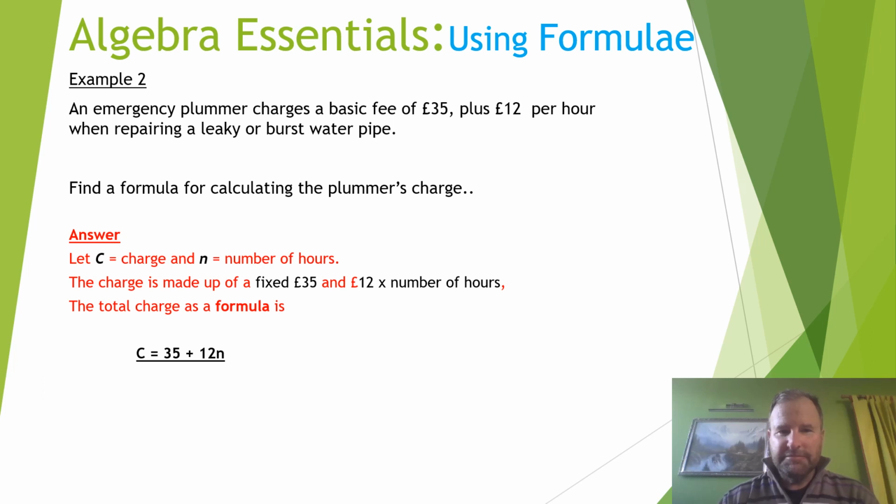Here's the answer. So with this, I'm allowing some letters to mean something. C is equal to the charge. N is equal to the number of hours that the plumber works. So the charge is made up of a fixed call-out fee of 35, and then he charges £12 per hour. So if we put that as a formula, we can see here 35 is his initial charge plus £12 times n, the number of hours. So that could be a typical formula that you could use.